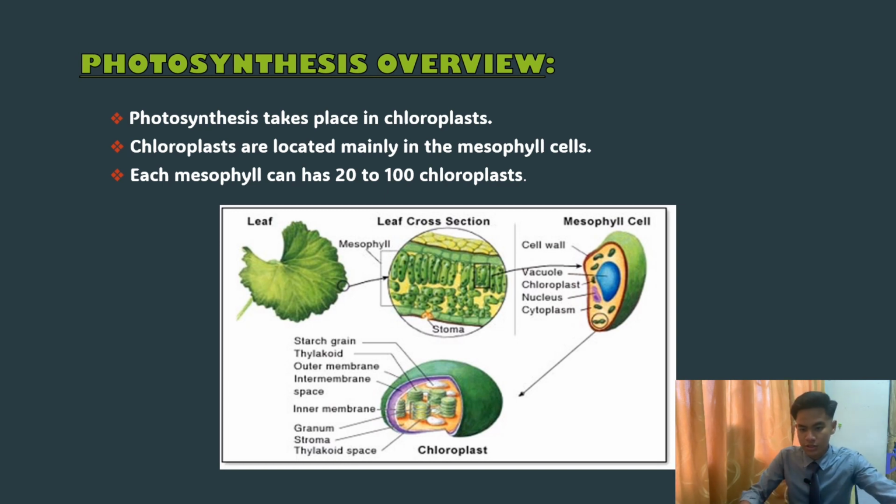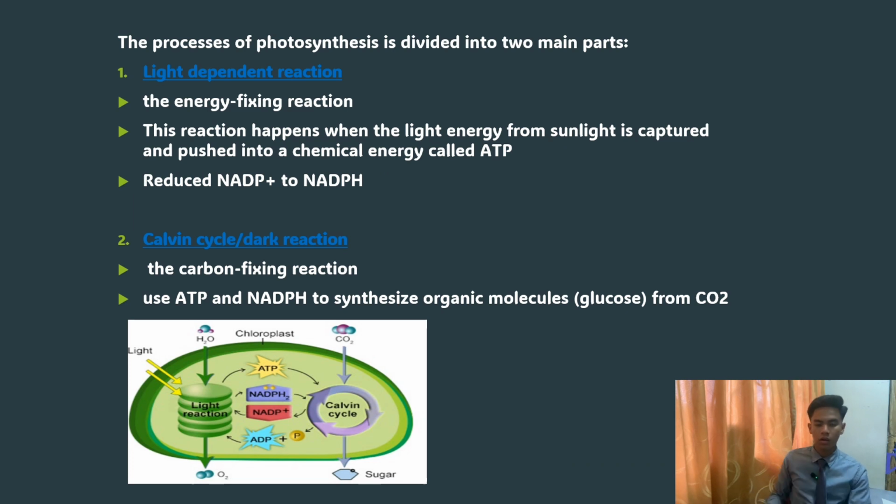Next is photosynthesis overview. Photosynthesis takes place in chloroplast, and chloroplasts are located mainly in the mesophyll cell, and each mesophyll cell can have 20 to 100 chloroplasts. So we can see in the picture what we have in chloroplast, mesophyll cell, leaf cross section, and all of these are in one leaf.